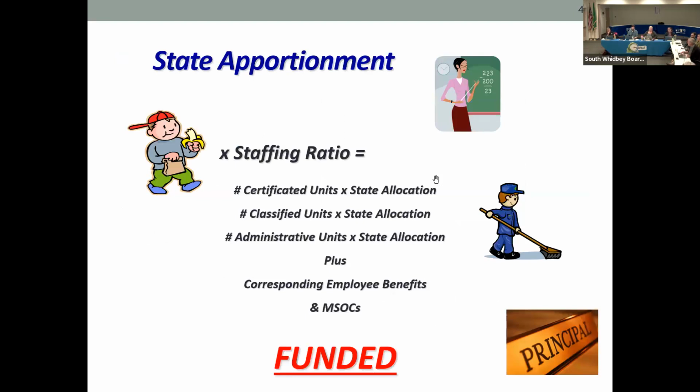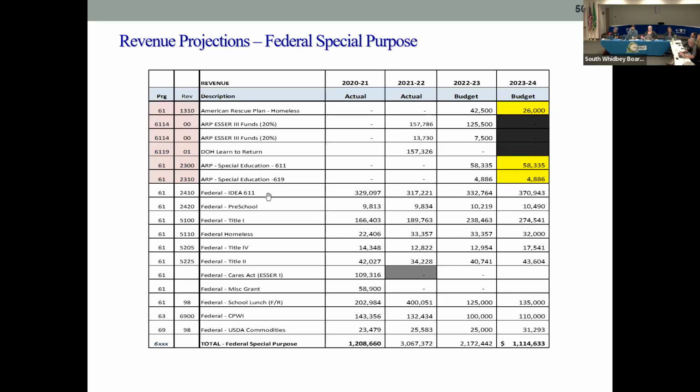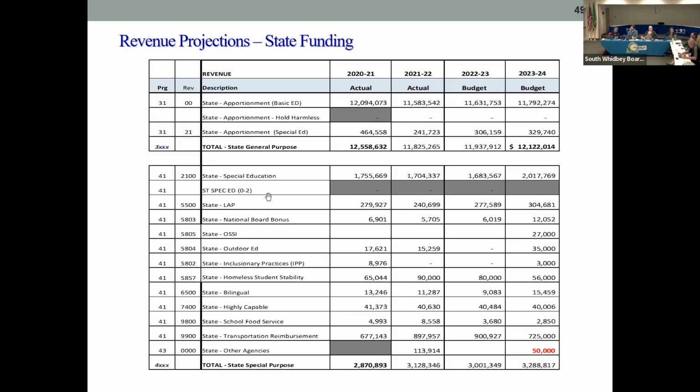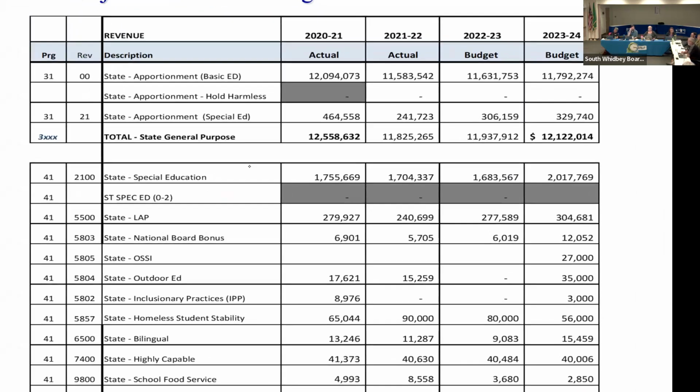State apportionment, again, it's students times that staffing ratio creates these allocations for those that are funded. So the first two are basic education and special education, which are guaranteed based on enrollment. So we estimate this, and again, they recalculate it, but we're looking at what we refer to as basic education funding of about 11,792,000, slightly above where we were this year.